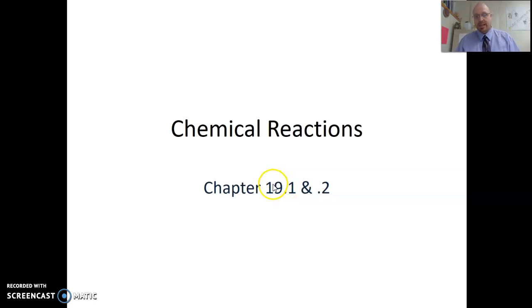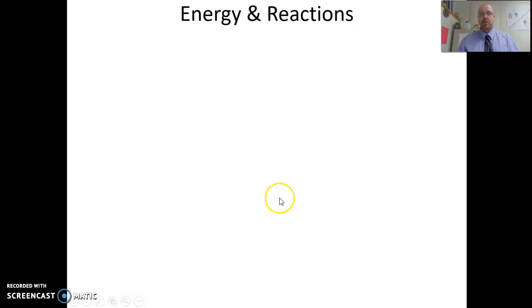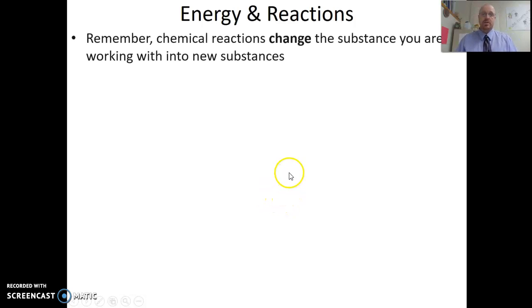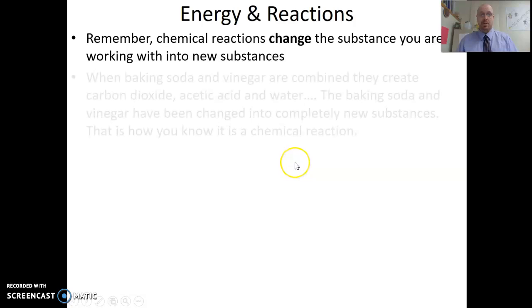Hello, today we're going to be talking about chemical reactions, the last part of the section from chapter 19, sections 1 and 2. First thing we need to know about chemical reactions is that there's energy involved, so the energy in the reactions. Remember, chemical reactions change the substance you're working with into a new substance. We're not talking about mixtures here, where there is no reaction. We're talking about a chemical reaction, a chemical change.